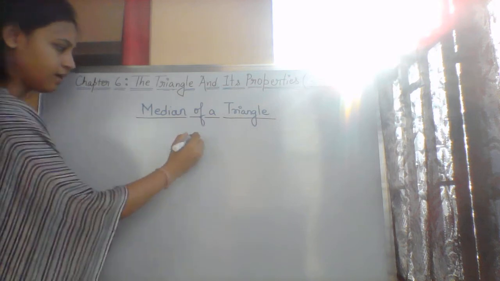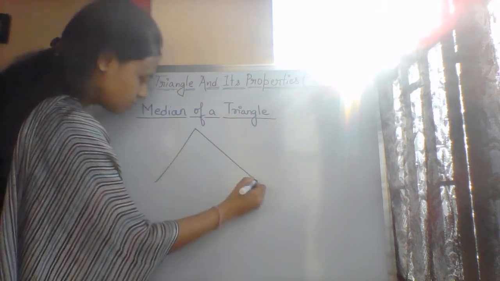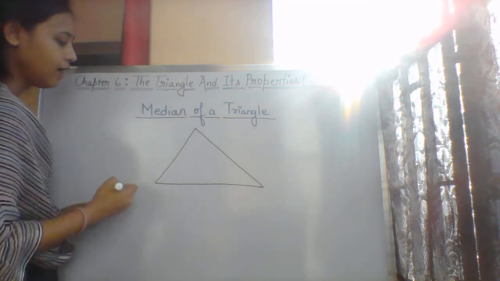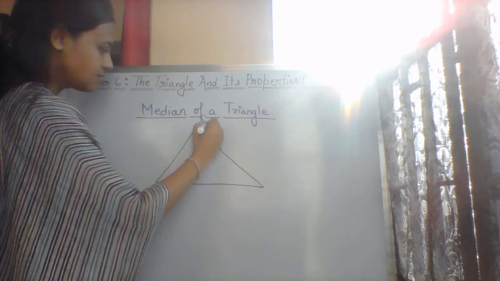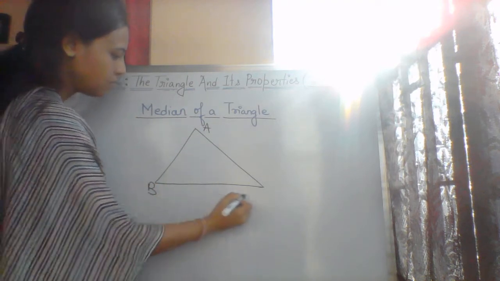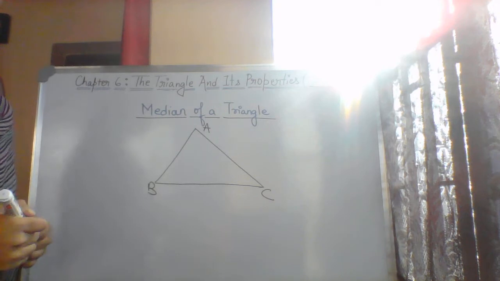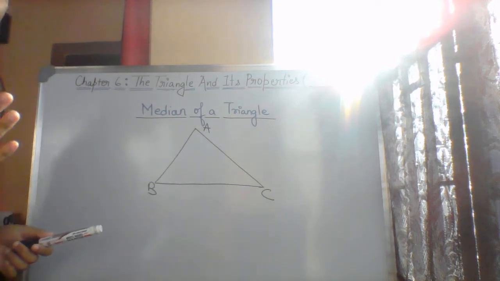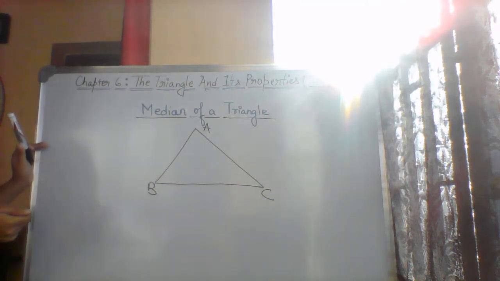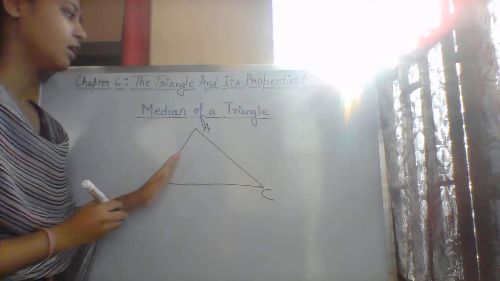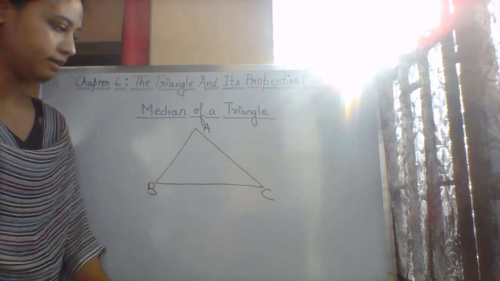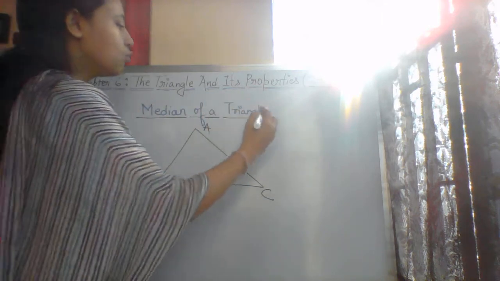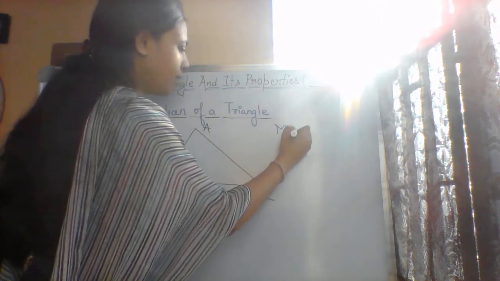So let us draw a triangle, because it is related to a triangle. We can name that triangle A, B, C. You can also name it differently, not always A, B, C. You can use PQR or XYZ, any naming you can give. So we have named the vertices and the triangle. Now, what is a median? Before going to that, you must know what a midpoint is.